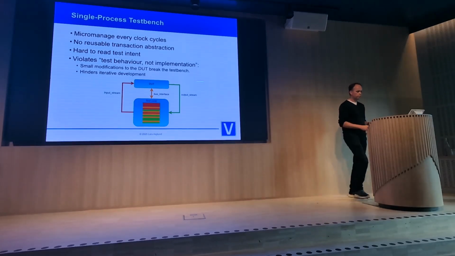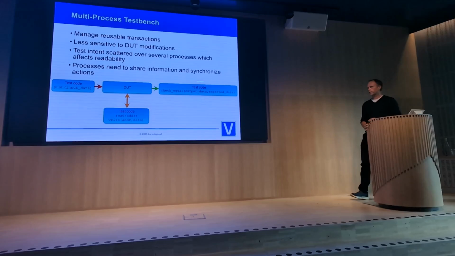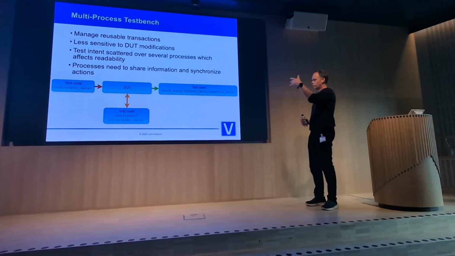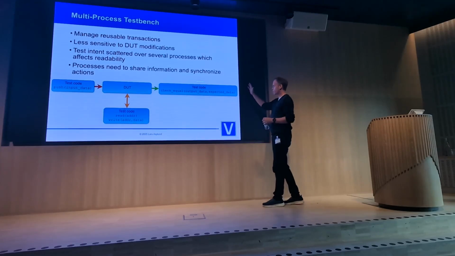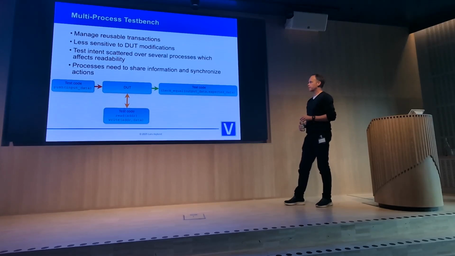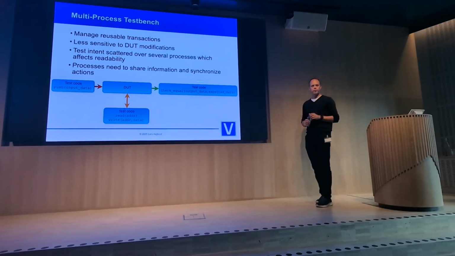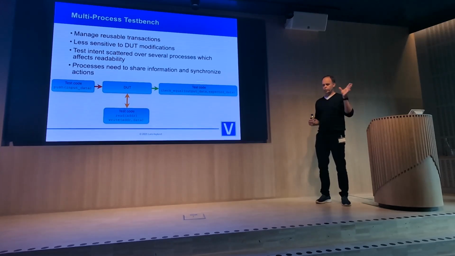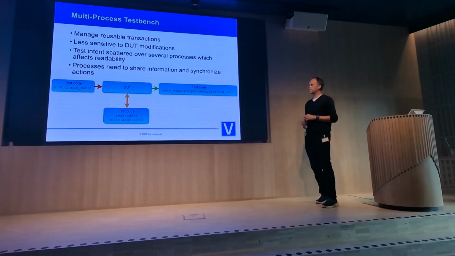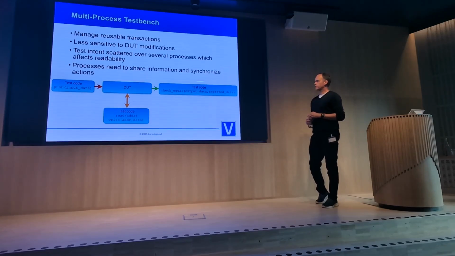One improvement is to start using one process per interface. On the input we have our stimulus generator, which is pushing data into the stream. We have an output process that checks the data that comes out, and we have a process that interacts with the bus interface. Now each process can focus on its type of transactions, like pushing a packet on the input. You don't have to interleave that with also checking things on the output. So the abstraction is much better in this case. We're also less sensitive to changes in the DUT, as I described before.